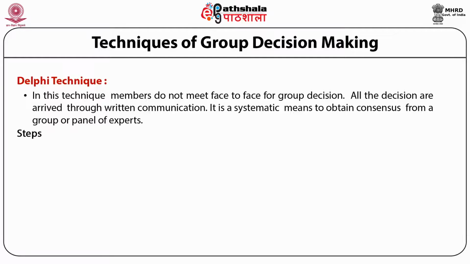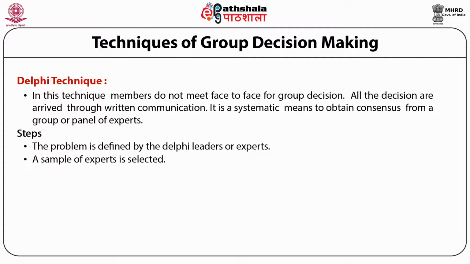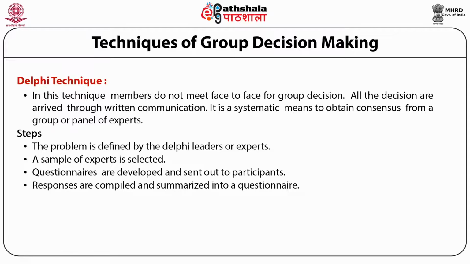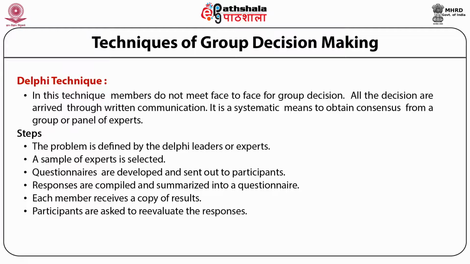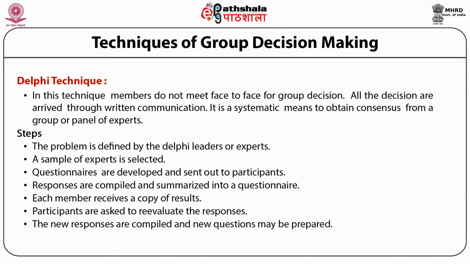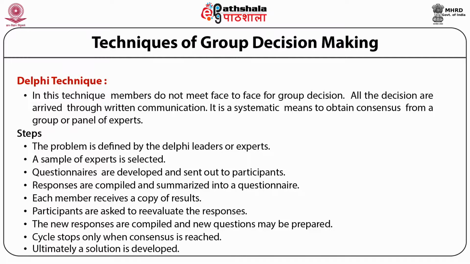Now the various steps here are: the problem is defined by the Delphi leaders or experts. A sample of experts is selected. Questionnaires are developed and sent out to participants. Responses are compiled and summarized into a questionnaire. Each member receives a copy of results. The participants are asked to re-evaluate the responses. The new responses are compiled and new questions may be prepared. The cycle stops only when the consensus is reached, and ultimately a solution is developed.